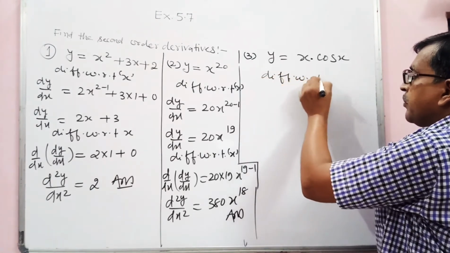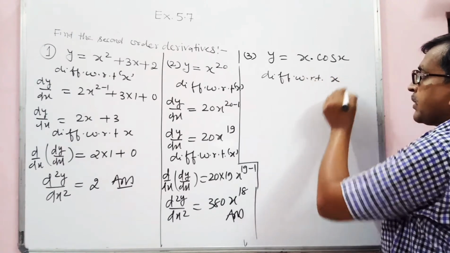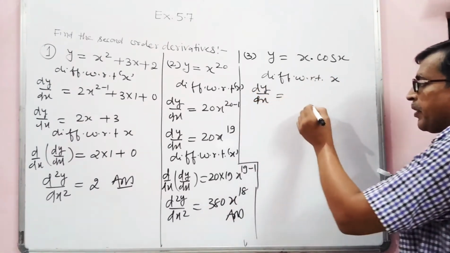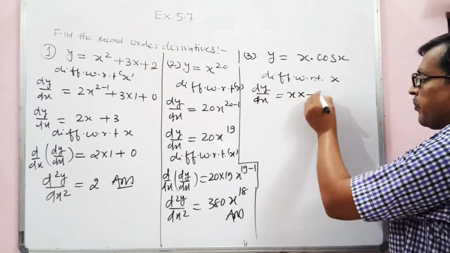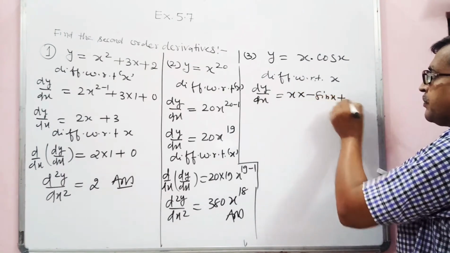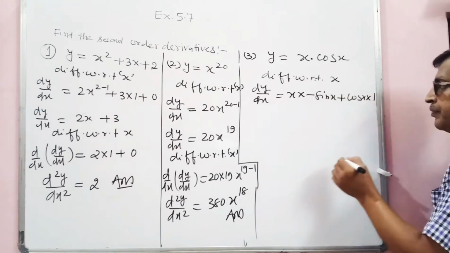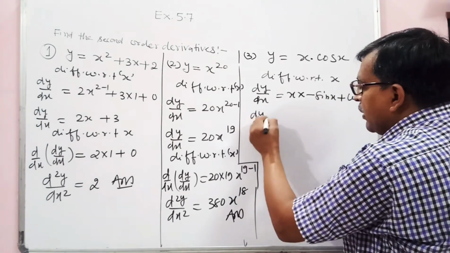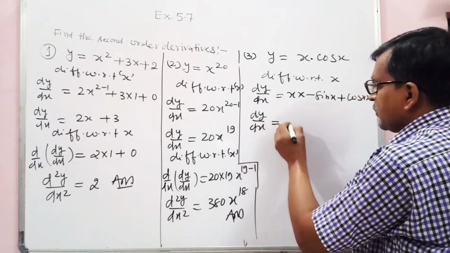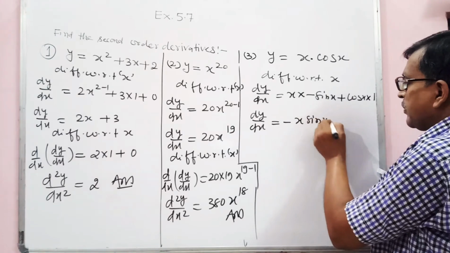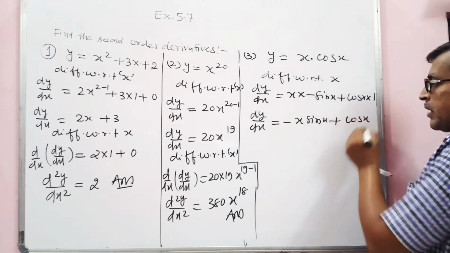Now question number 3. Differentiate with respect to x. dy/dx: apply the product rule. x into the derivative of cos x, which is minus sin x, plus cos x into the derivative of x, which is 1. So dy/dx = minus x sin x plus cos x.